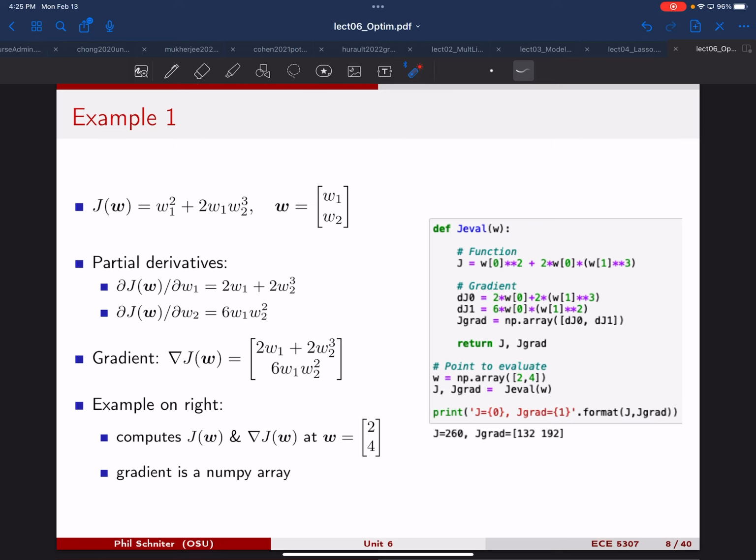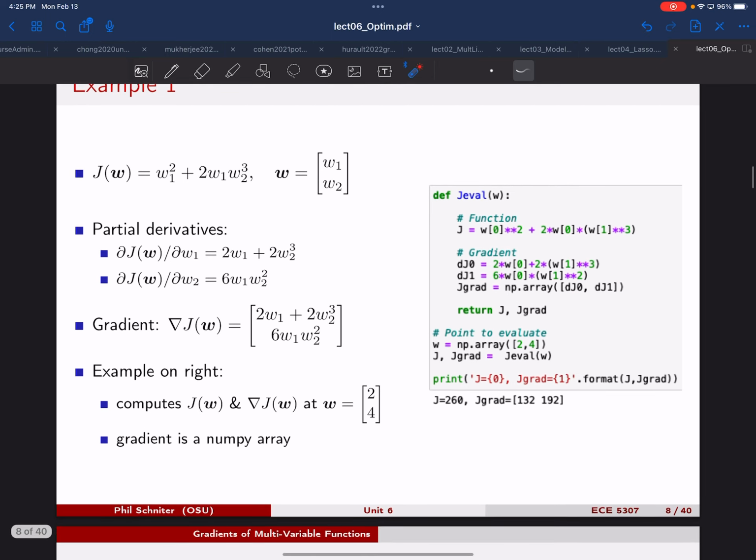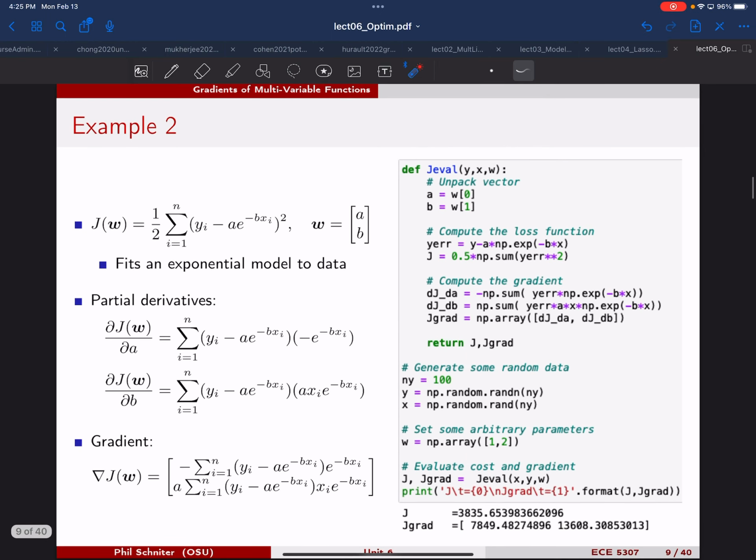Okay, as always, we're going to work in NumPy, so here the gradient is a NumPy array, as we'd expect. All right, so that's one example. Here's another example. It's a little bit more complicated, but it's a little bit more like the sort of stuff we would see in practice.